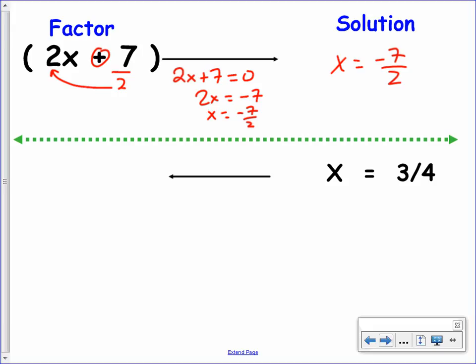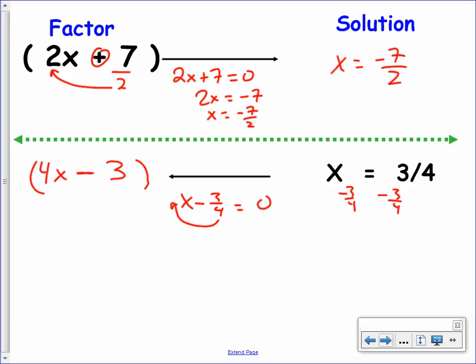In the next one, the solution was positive 3/4. Since it's positive, we know it's going to be a minus. The 3 is what you're subtracting by, and the 4 comes back in front of the x. If you're not sure how to do that, all you have to do is subtract 3/4 from both sides. So x minus 3/4 is the 0. Again, the 4 comes up, and that's why it's 4x minus 3.